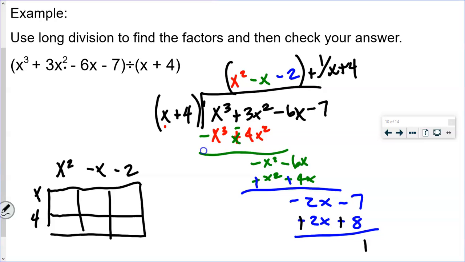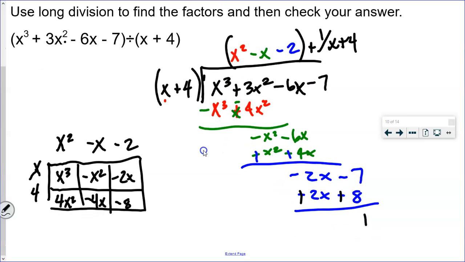All right, so x times x squared is x to the third. Negative x times x is negative x squared. This is going to be minus 2x. This is going to be 4x squared, and then negative 4x, and then negative 8. Okay, so you should be able to see some like terms here. I do. So I see some like terms right here, and I see some like terms right here.